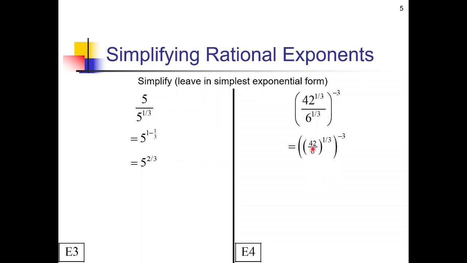So we could call this 42 over 6, all of it to the 1/3. And the benefit of doing this is now I can just deal with these two exponents kind of individually instead of having multiple exponents. We can also do 42 divided by 6 and reduce that. That's just going to be 7. And 1/3 times negative 3 is going to be negative 1. So we have 7 to the negative 1. And negative exponent just means reciprocal, so this is just 1 over 7.